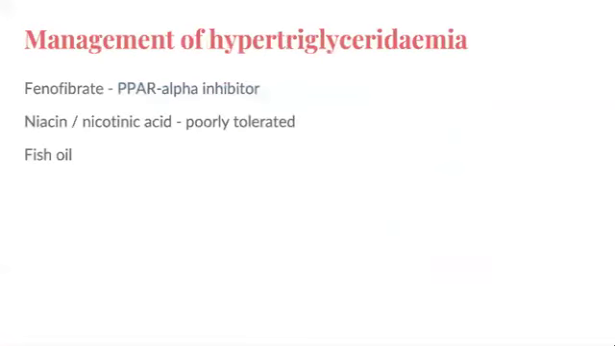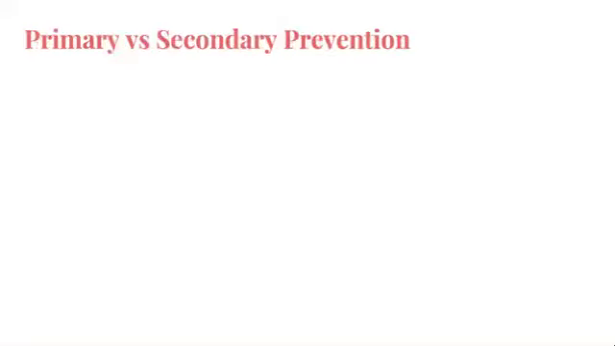The management of hypertriglyceridemia, as I mentioned, is quite different. There's three main agents: fenofibrate, niacin, and fish oil. The niacin is quite poorly tolerated. It causes flushing, and it's not as well tolerated. The fenofibrate works via the PPAR alpha inhibitor, and it may also slightly decrease the glucose level. So, in someone who has type 2 diabetes and hypertriglyceridemia, fenofibrate might be a good option.